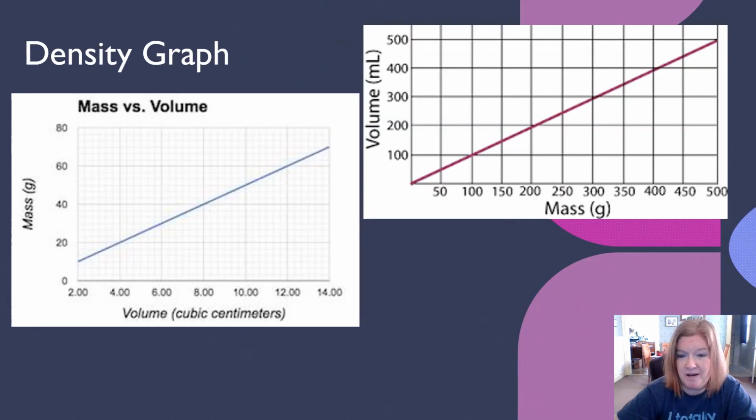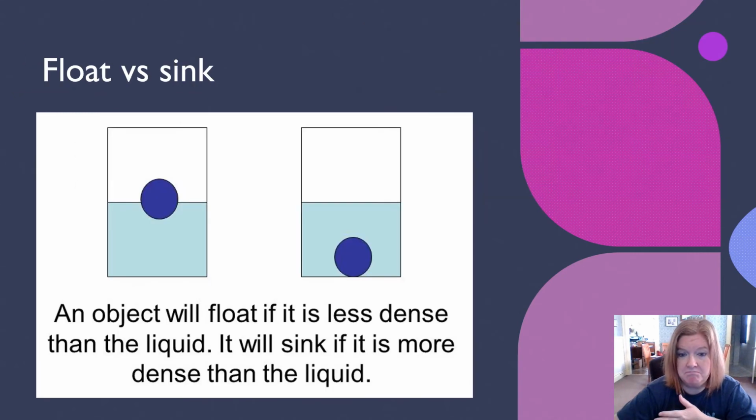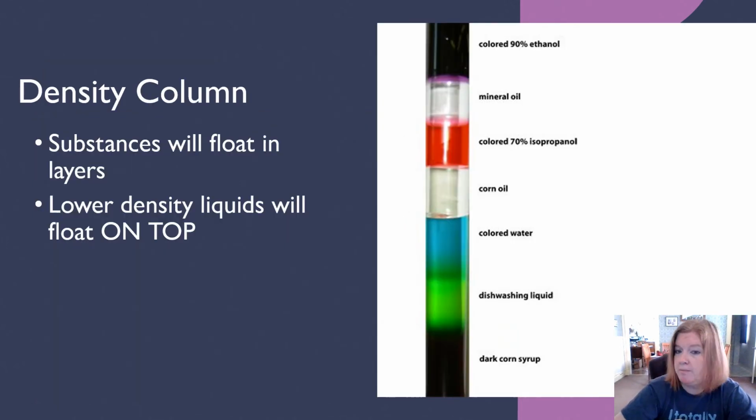Now, what does a density graph look like? Looks like this, okay? It's a linear relationship, okay? Floating versus sinking, that relates to density. An object will float if it's less dense. An object will sink if it is more dense. Also, two liquids can simply float or sink on top of each other. You know, if you put oil on top of water, the oil will float on the top. So you can make a density column. The substances will float in layers based on their density. The lower density liquids will float on the top, and the heavier, the bigger density liquids will be on the bottom.